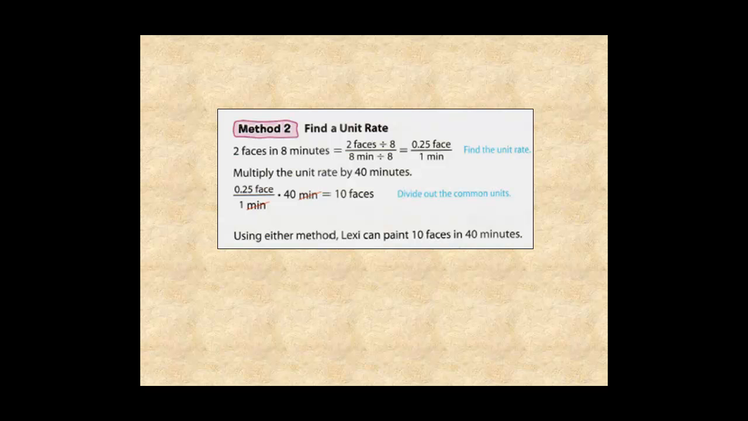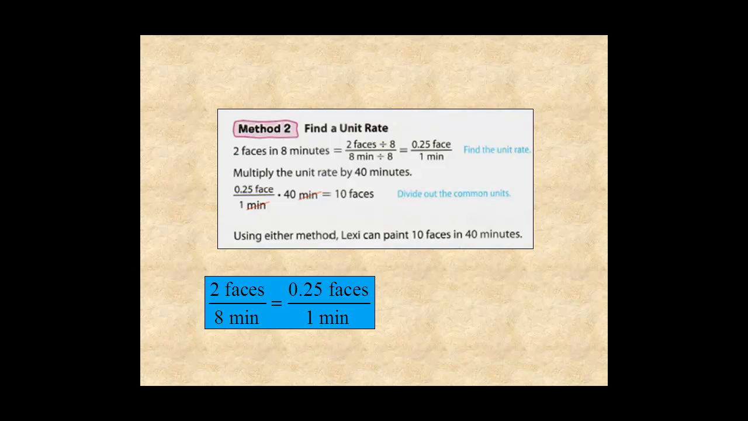For method 2, you calculate the rate 0.25 or 1/4 face per minute. Then multiply the rate times 40 minutes for 10 faces. Study this example carefully. You can use either method, but method 2 makes more sense because when a rate involves time, time is usually in the denominator. So remember, if the rate involves time, time goes in the denominator.